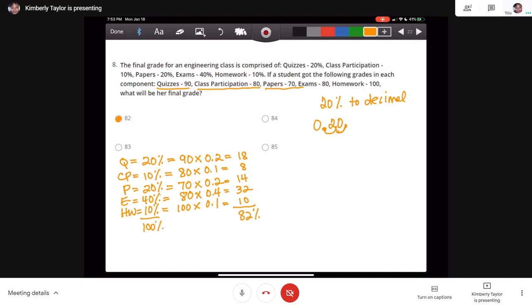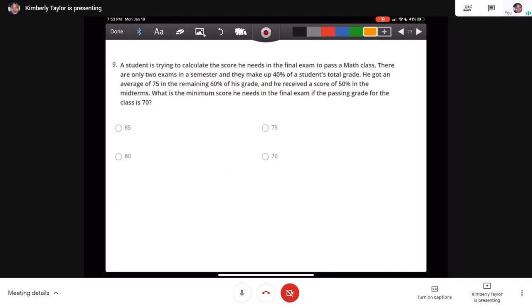Next question. So for this question here, it says the student is trying to calculate the score he needs in the final exam to pass a math class. There are only 2 exams in a semester, and they make up 40% of the student's total grade. He got an average of 75 in the remaining 60% of his grade, and he received a score of 50 in the midterms. What is the minimum score he needs in the final exam if the passing score for the class is 70? So let's break down what's going on in here.